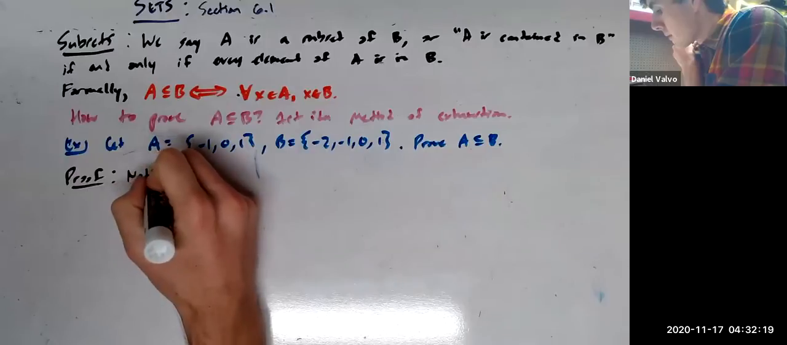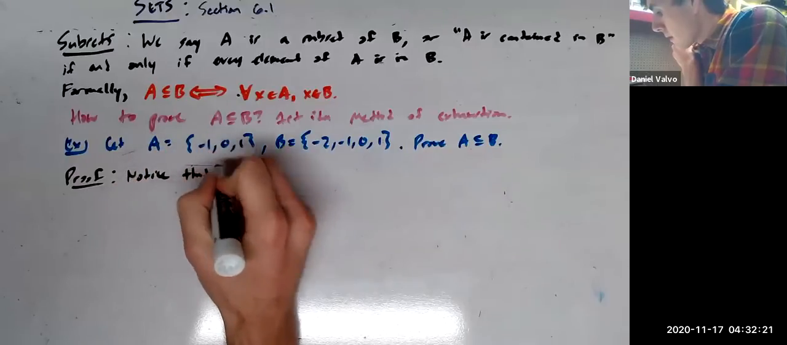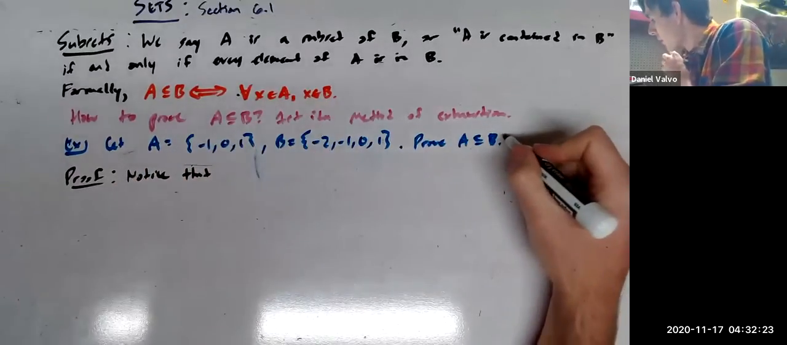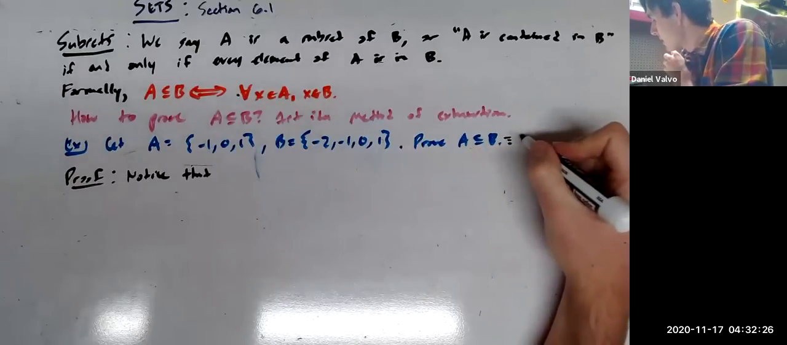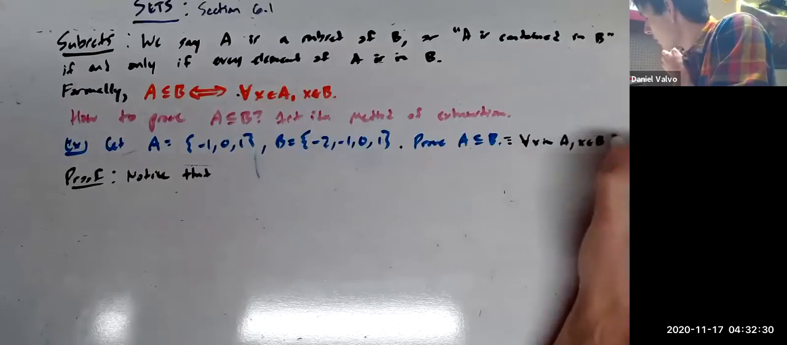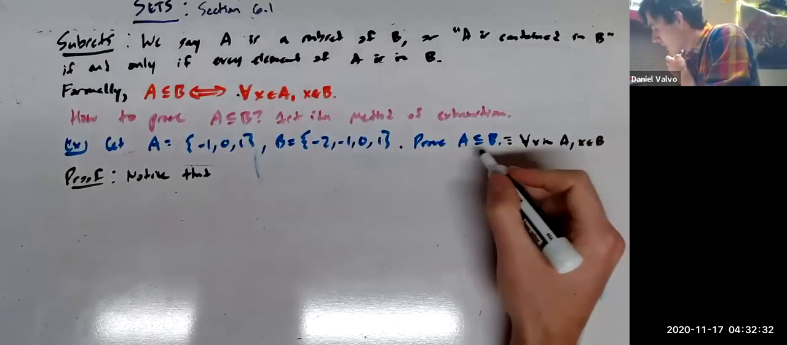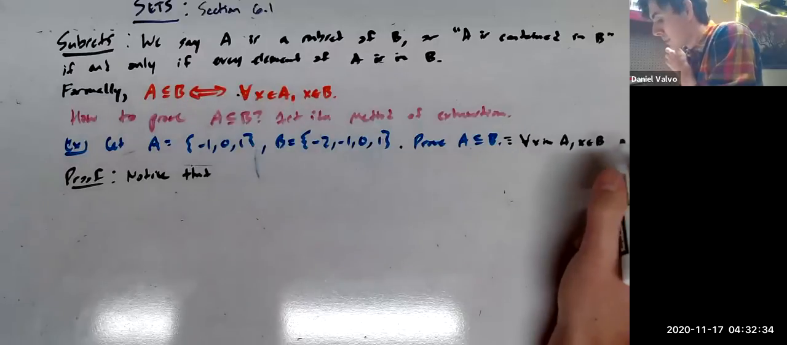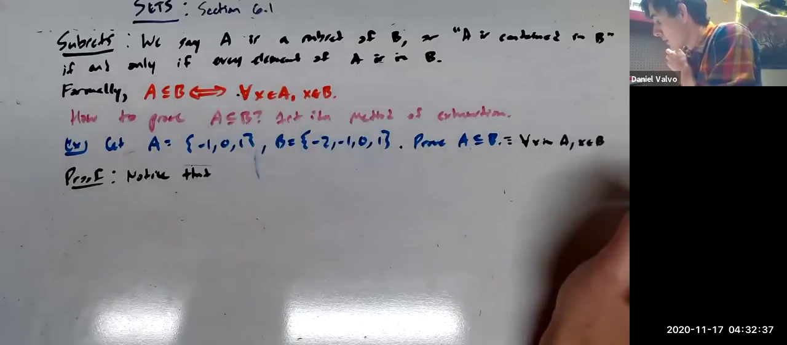Notice that, so really what we're trying to prove here, right? This is a statement that says that for all X in A, X is in B. Literally, that's what this subset means. This is how it's defined. It means for all X in A, X in B. So we're proving a universal statement.